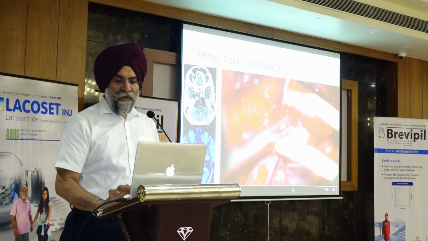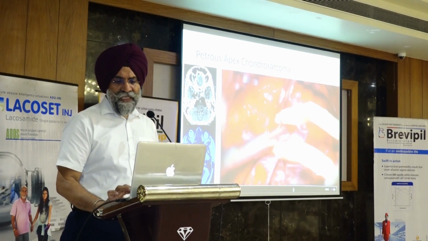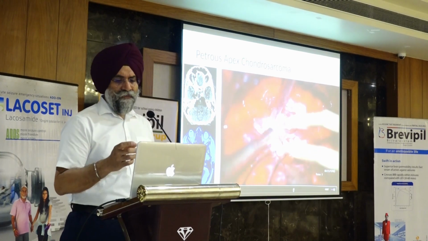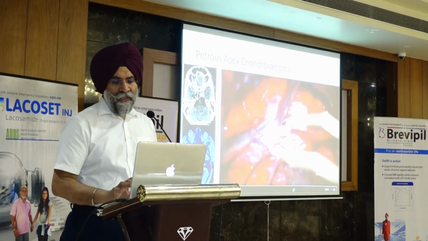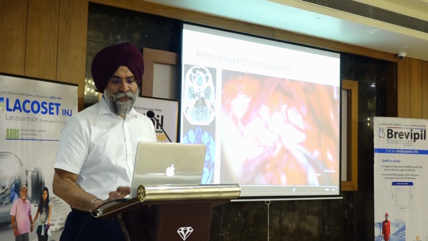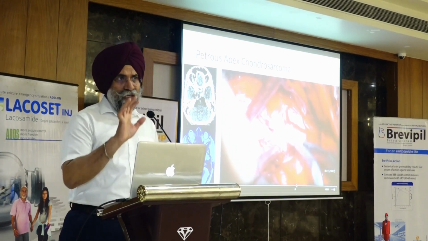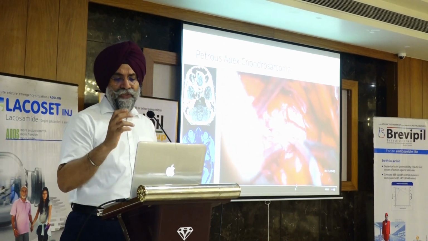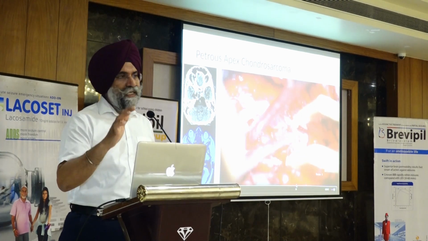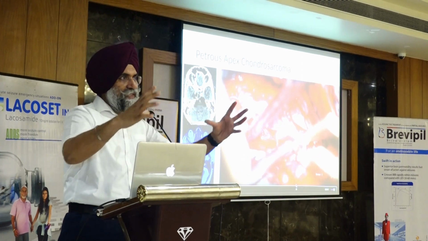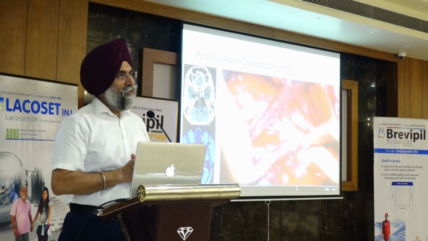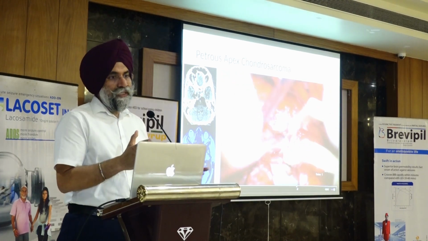So venous bleed is always there, but these are not very challenging. With the help of your gel foam or with the help of your cotton, they can very easily be controlled. But the USP of this thing is that you need to be very widely dissecting the cavernous sinus. Once everything is in front of you, the chances of complications are not there because you are under full control.